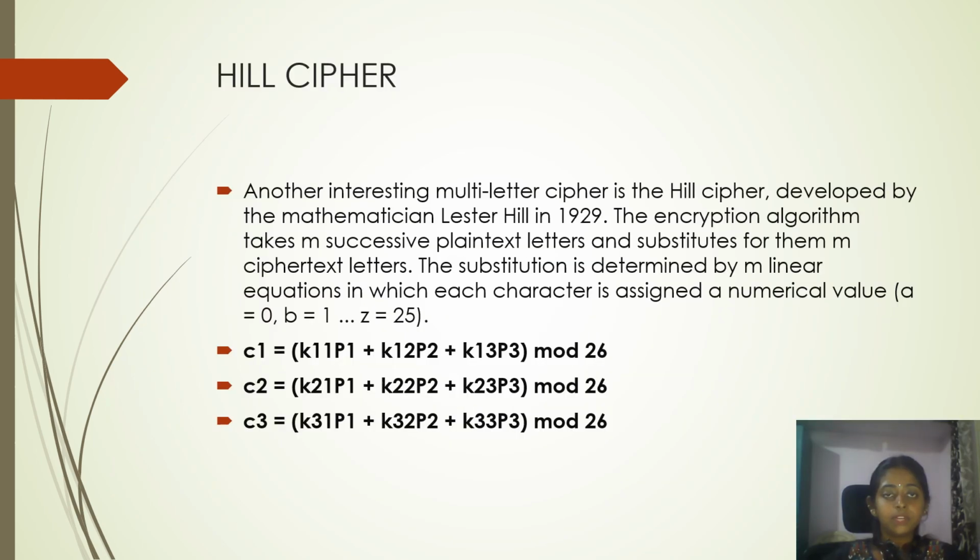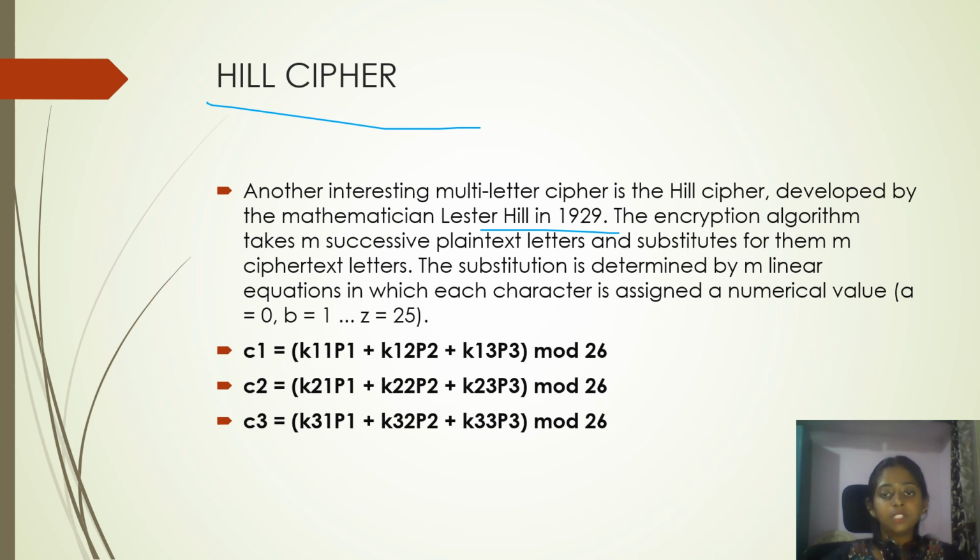So next, moving on to the Hill cipher. Another interesting multi-letter cipher is the Hill cipher, developed by the mathematician Lester Hill in 1929. The encryption algorithm takes m successive plain text letters and substitutes for them m ciphertext letters. This substitution is determined by m linear equations in which each character is assigned a numerical value. A equals 0, B equals 1, and similarly for all the letters, Z equals 25.